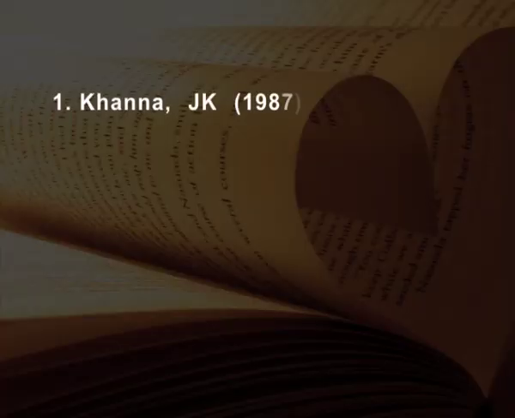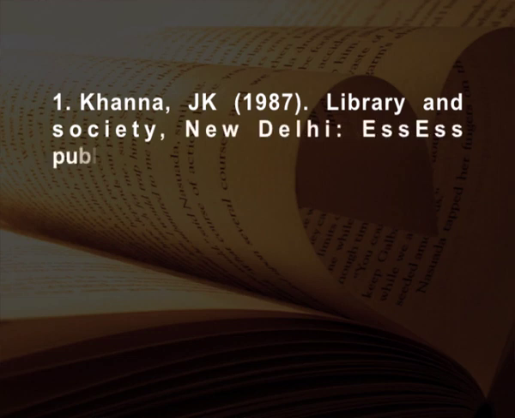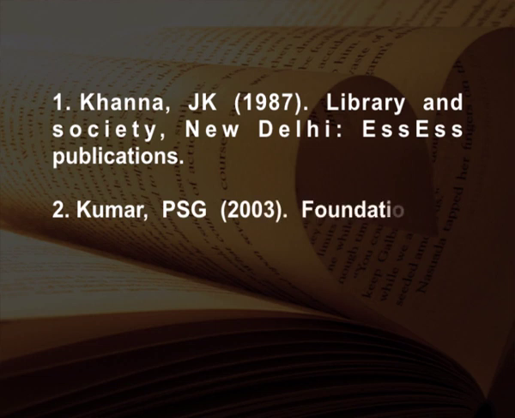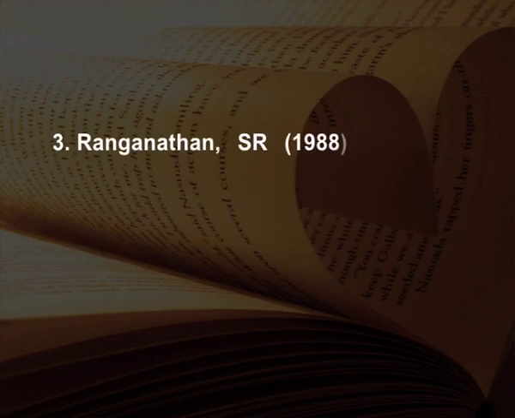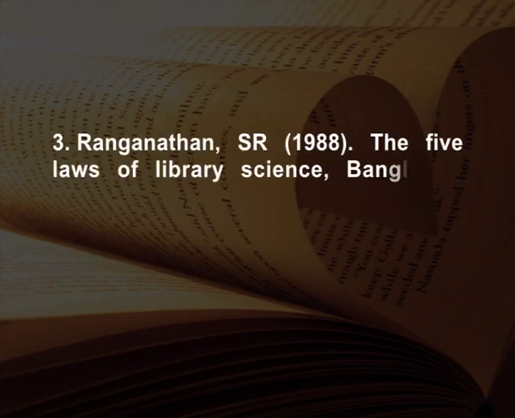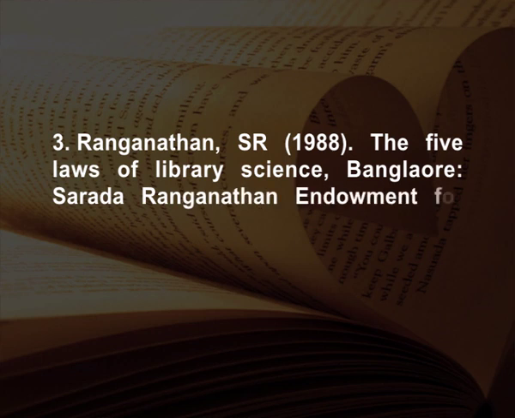Next we have the references. The first one is Library and Society by Khanna, published by SS Publications, New Delhi in 1987. The second one, Foundations of Library and Information Science by PSG Kumar, published by BRPC Limited, New Delhi in 2003. The third one, The 5 Laws of Library Science by S.R. Ranganathan, published by Sarada Ranganathan Endowment for Library Science in 1988.